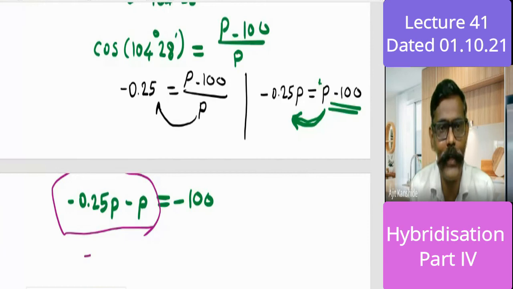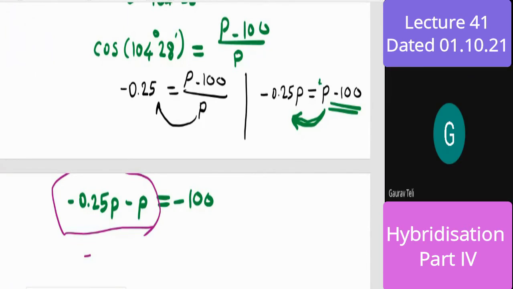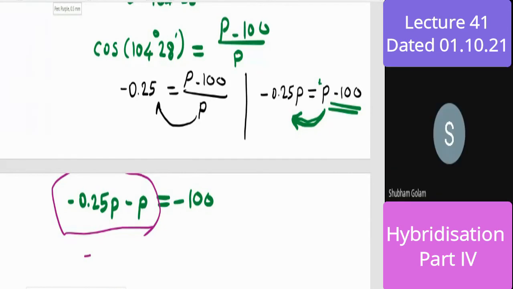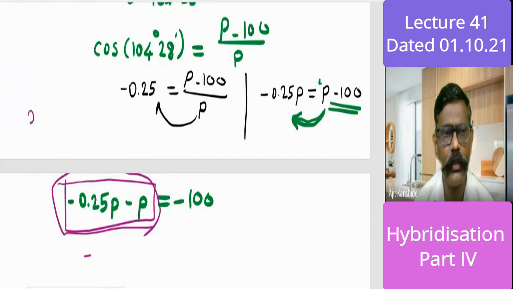If you could not answer this sum, which is simple, then you are not using your brain. It means you are not giving minus 1.25 P. Right, I want five answers. Yes, the question is very simple: minus 0.25 minus 1. That's the question.